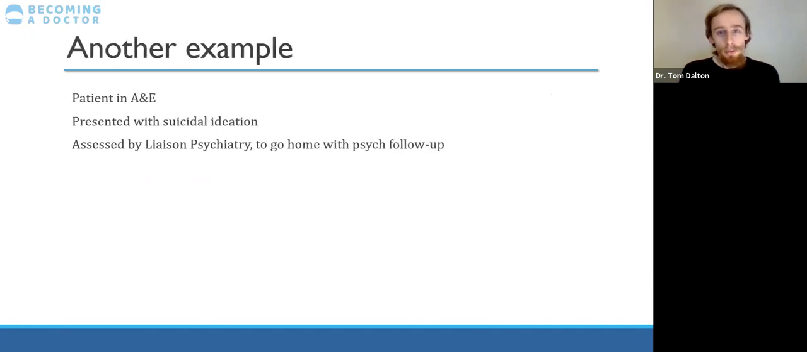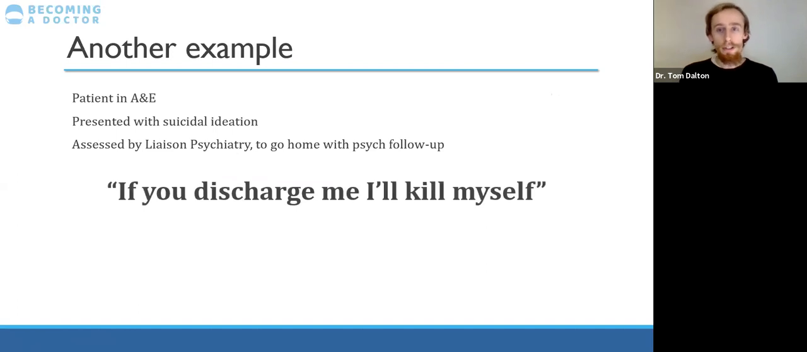A maybe more straightforward example, which I've seen a few times actually, and probably you will when you're working as doctors: a patient in A&E, maybe who's presented with a small overdose or suicidal ideation or something. They've been assessed by liaison psychiatry, the hospital psychiatry team, and the plan is they can go home. And then they turn around to the A&E nurses and doctors, who are all done from a medical point of view and ready to send them home: if you discharge me, I'll kill myself.